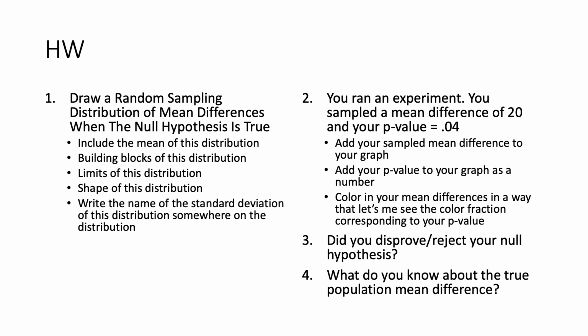Finally, I want to know, did you disprove your null? You must say reject, right? Did you disprove your null hypothesis? Yes or no? And then finally, what do you know about the true population mean difference? You only know one thing. You don't know as much as you do with a 95% confidence interval of the mean difference. You only know it about one thing. I want to make sure you get that correct. So make sure you get that correct.